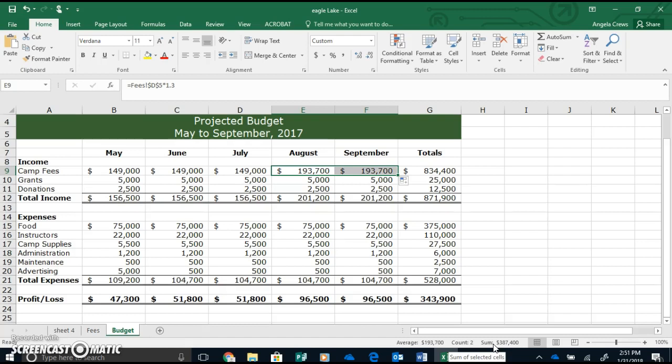What is your new total profit with the 30% increase in campers? Write that number down using the proper format, the dollar sign and the comma. Compare it to our baseline profit, which was $259,000. Should I spend the additional $4,500 on advertising? You make that choice.